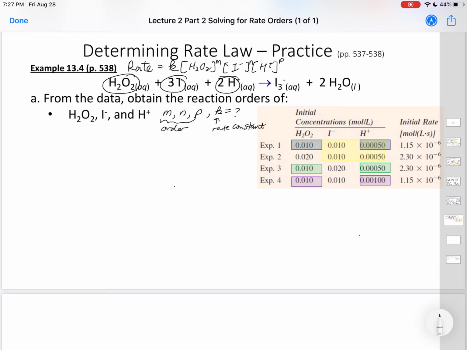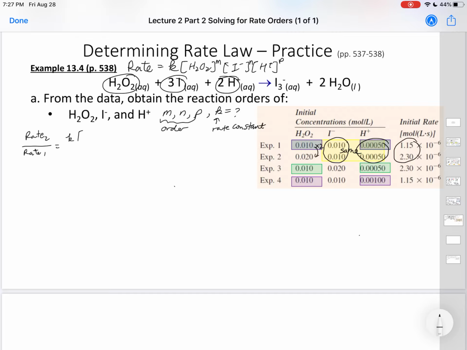Notice in experiment 2, you've doubled the concentration, multiplied it by 2, but for I minus and H plus, they are the same. One variable, two controls. How does it affect the rate? It doubles the rate. So how do you find m? Easy enough to do. You would say rate 2, and this 2 stands for experiment number 2, divided by rate 1, experiment number 1.